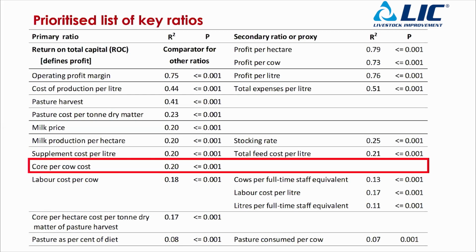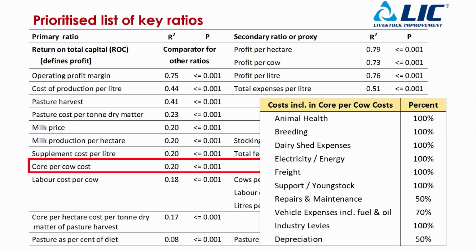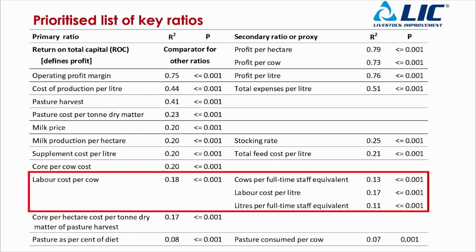This core per cow cost ratio was developed by my software company, Red Sky, so that a group of costs related to the cows that do not include supplements or people, which require their own targeted ratios, could be monitored. This table outlines the range and proportion of each cost centre included in this ratio. Effectively, this provides an opportunity to monitor specific cow cost codes.